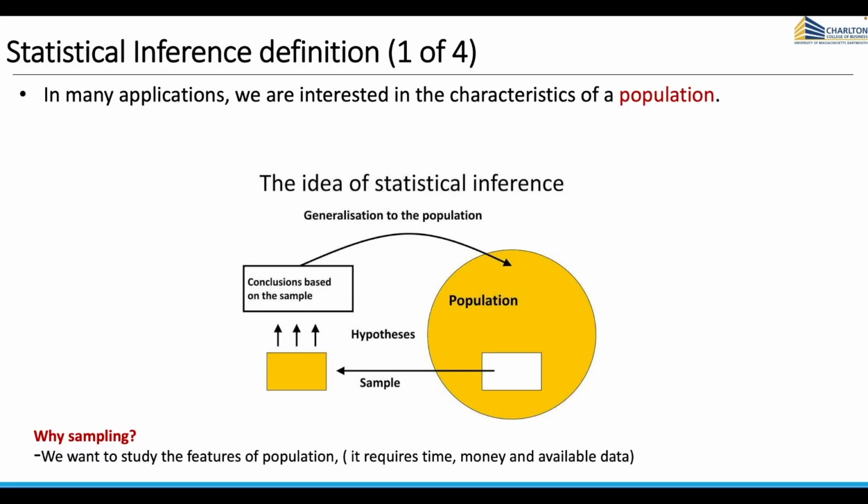In many applications, we are interested in some characteristic of the population, like the average height of the population or the proportion of the population with specific features. In that case, studying the population will be time-consuming, needs a lot of money and availability of the data, which in most cases we can't afford. So instead of studying the population, we take a sample from the population, study the sample, and with some level of confidence, we claim our understanding about the population.